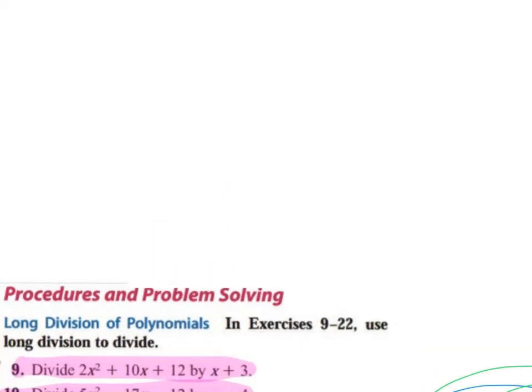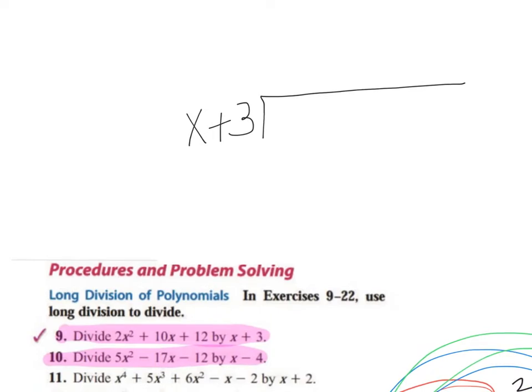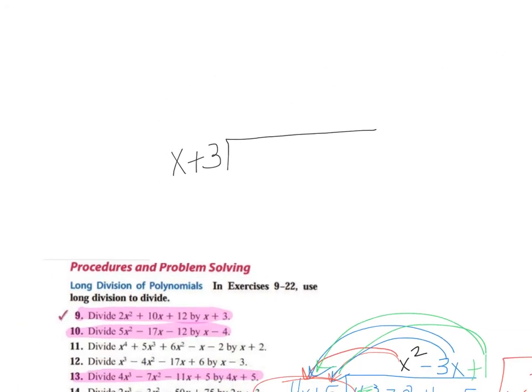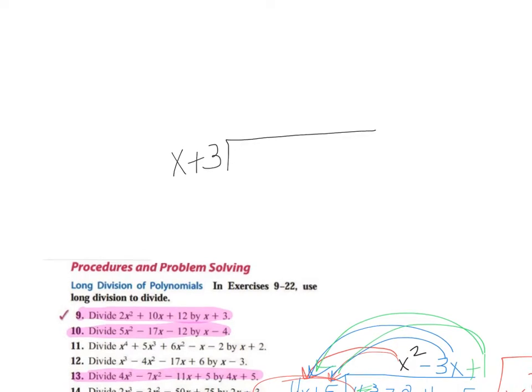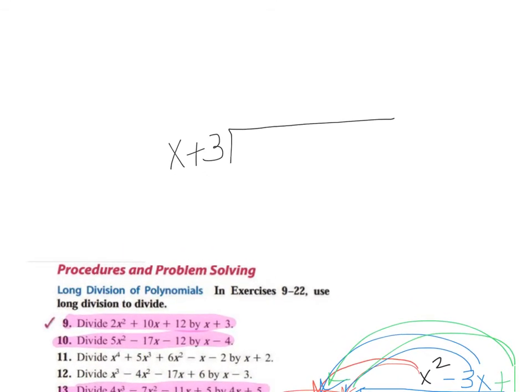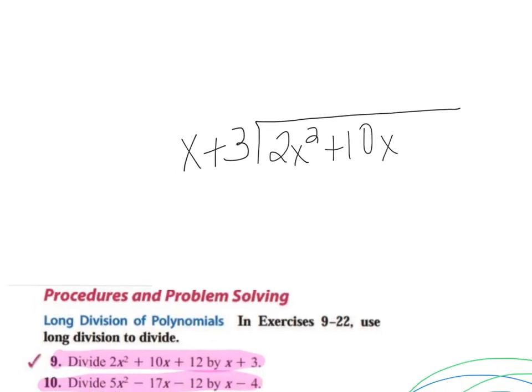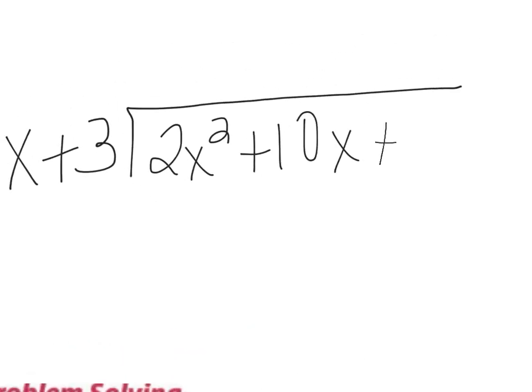All right, let's do 9. Mia, let's walk through it. Read 9 to me. It's 2x squared plus 10x plus 12, divided by x plus 3.